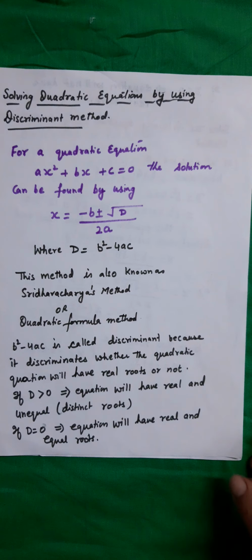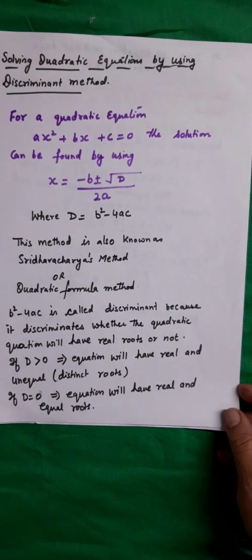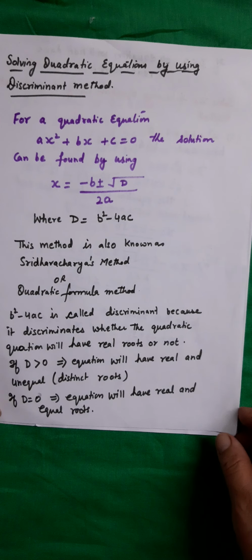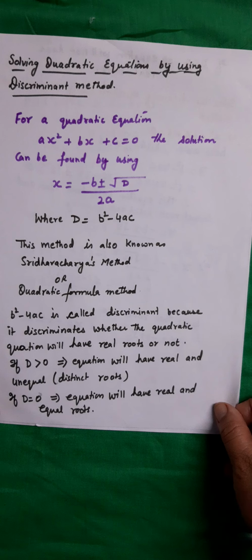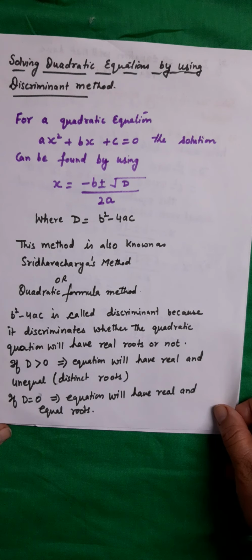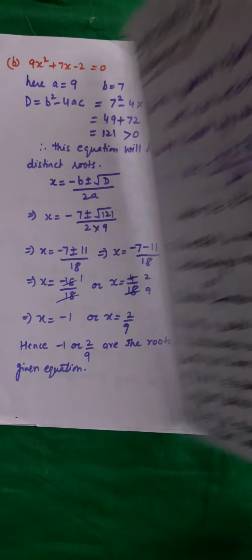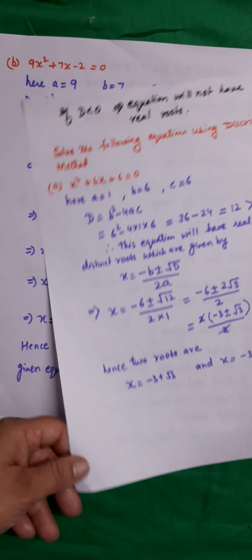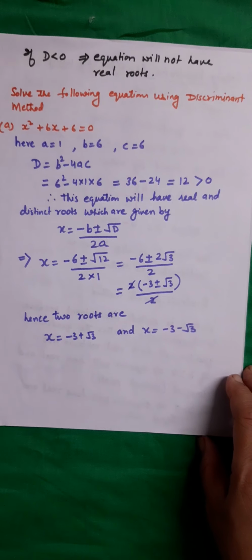b square minus 4ac is called the discriminant because it discriminates whether the quadratic equation will have real roots or not. If D is greater than 0, this implies the equation will have real and unequal, that is distinct, roots. If D is equal to 0, the equation will have real and equal roots. If D is less than 0, then the equation will not have real roots.